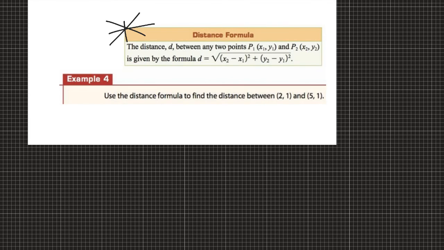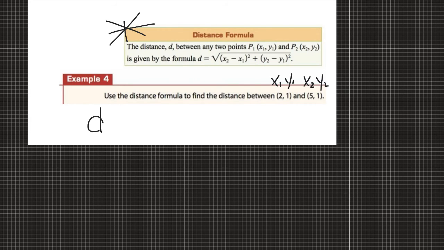But the distance formula is this right here. The distance between any 2 points, x1, y1, and x2, y2, is given by the formula d is equal to the square root of x2 minus x1 squared plus y2 minus y1 squared. So we're going to use the distance formula for these 2 points. Now, I like to mark my points. This is x1, y1, x2, y2. That just means the x in the first ordered pair, the y in the first ordered pair, the x in the second ordered pair, and the y in the second ordered pair.